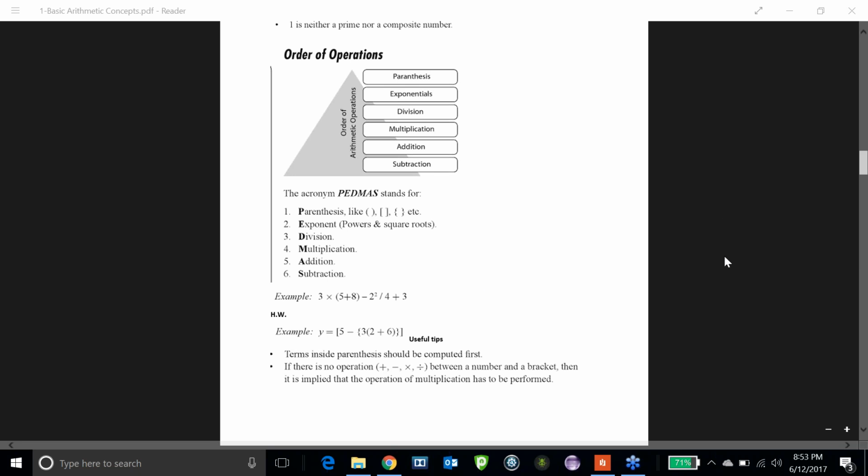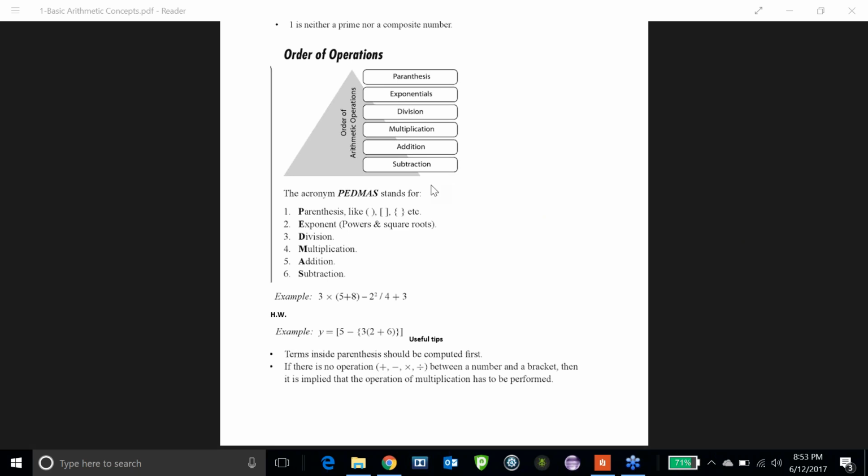Is there any question? Can we see the diagram? No.